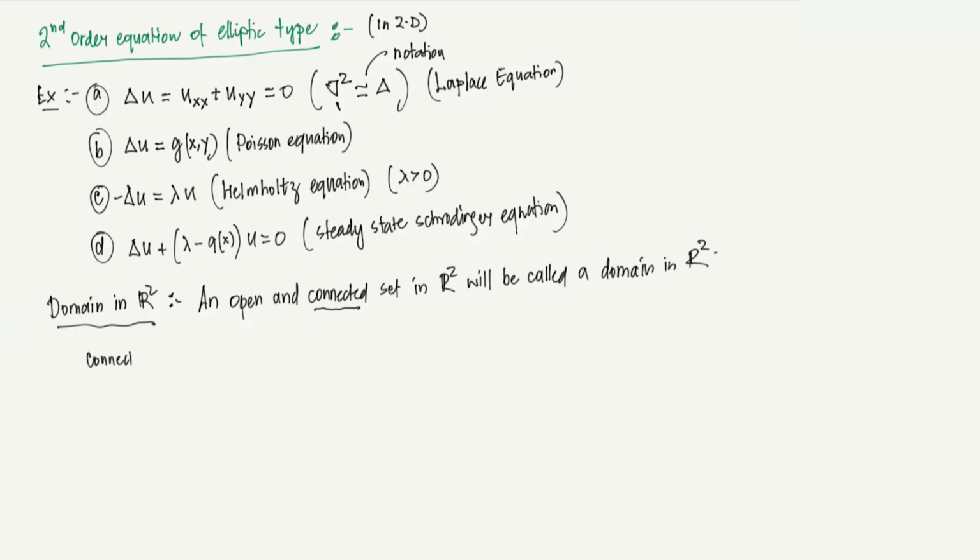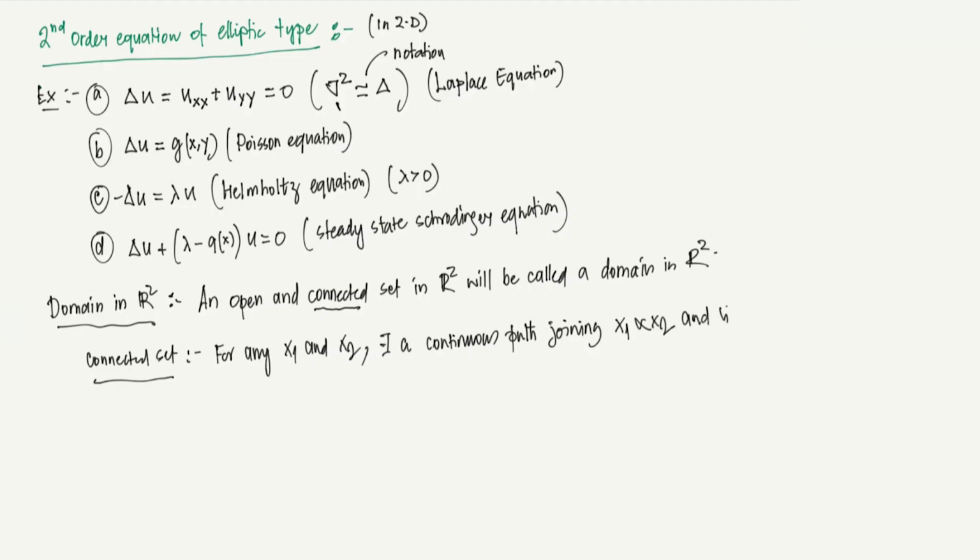Connected sets we will define as follows: for any two points x1 and x2, there exists a continuous path joining x1 and x2 and lying entirely in the domain itself, basically on the set itself. This is very intuitive, right? If it is connected, it means there are no gaps, no holes, nothing like this.